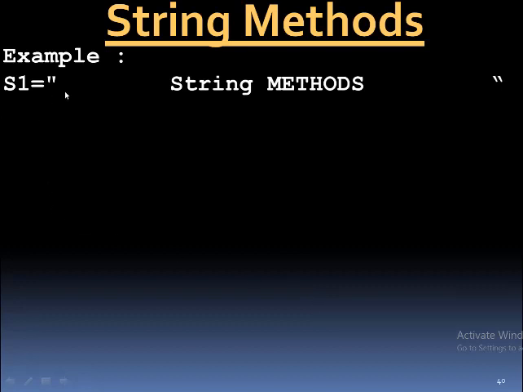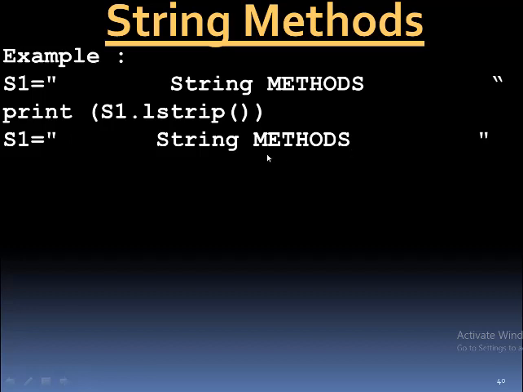Now an example. If s1 is this, these are the spaces on the left hand side, spaces on the right hand side. This is the right hand side and this is the left hand side, that is beginning and end of the string, or leading and trailing. So if you write s1.lstrip, now you have not written any string here, so by default it will take it as a space. So it will remove space from the beginning of the string. So this space will be removed.